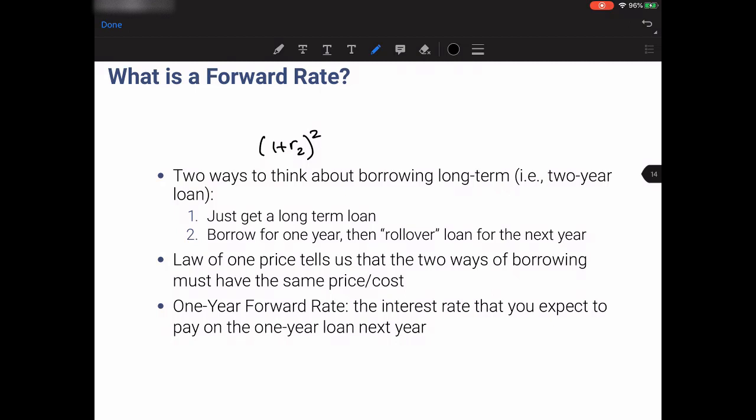Alternatively, you could borrow for 1 year. Again, this is an effective annual rate, okay, per annum. And then at the end of the 1 year, you would borrow again for 1 year more, okay? And we're going to use a different variable called f. So F11 means the 1 year interest rate 1 year from today. Let me write F11. There's a specific term for it: it's called the spot rate in the future.